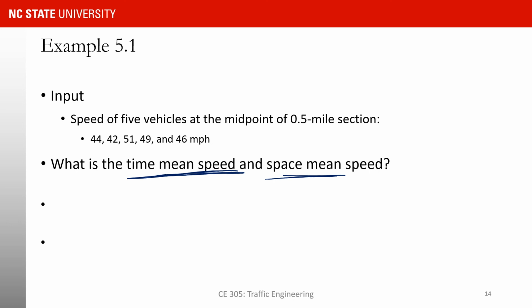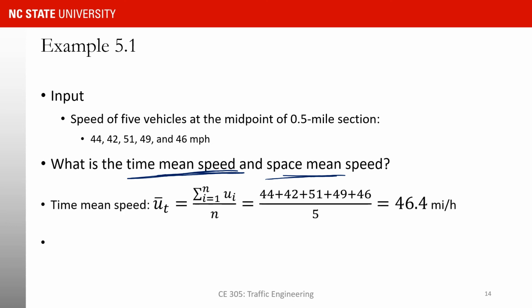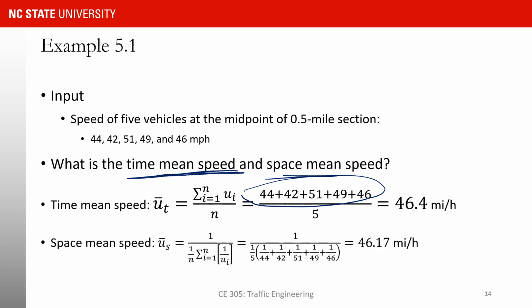All right, so let's determine these two. If you want to find time mean speed, you can just find the average of these numbers, and that's the summation divided by 5. If you want to find space mean speed, you need to take the harmonic average. So for time mean speed, it's going to be 44 plus 42 plus 51 plus 49 plus 46 divided by 5, or 46.4. For space mean speed, you're going to use this equation, and it's going to give you 46.17 miles per hour.